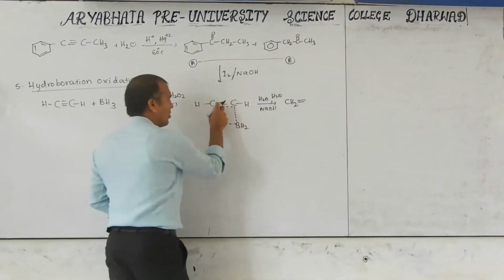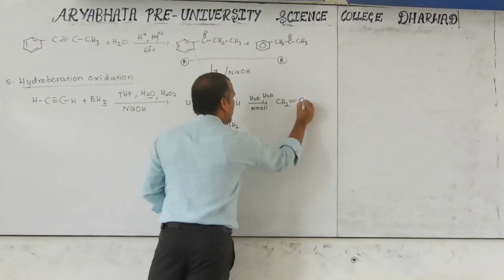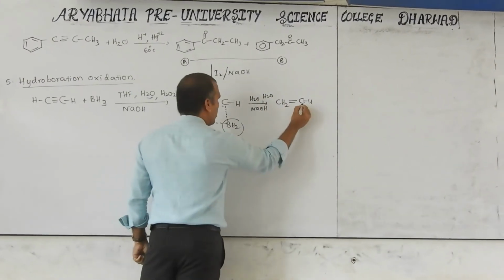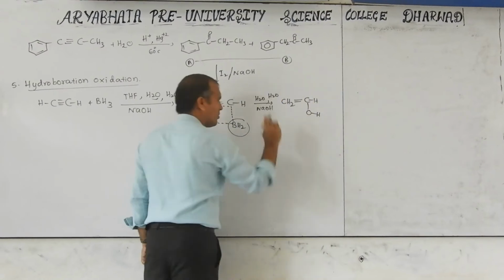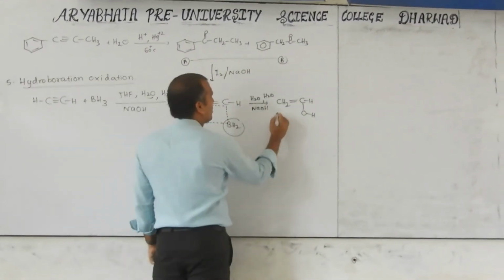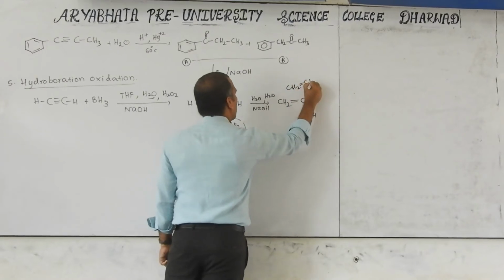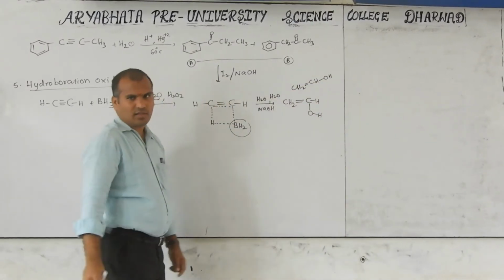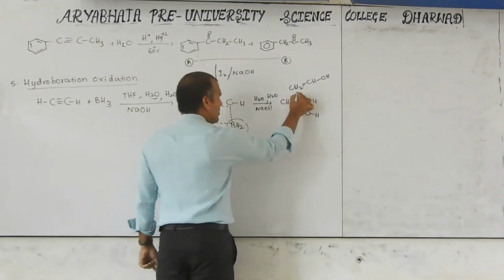CH2 double bond, the double bond is left and here CH, this will be removed and OH will come from the water molecule. Then OH. Again, this is one vinyl alcohol: CH2 double bond CHOH. What do you call this? Vinyl alcohol.